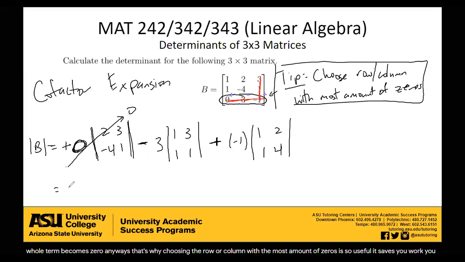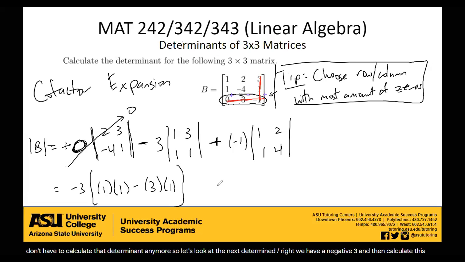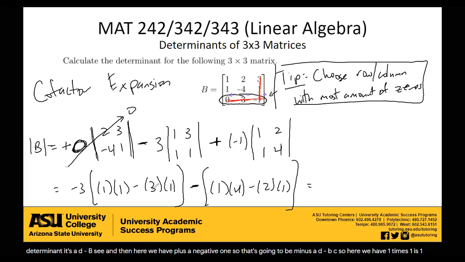So let's look at the next determinant over, right? We have a -3. And then to calculate this determinant, it's AD minus BC. And then here we have plus a -1. So that's going to be minus AD minus BC. So here we have 1 times 1 is 1, minus 3 times 1 is 3, 1 minus 3 is -2, -3 times -2 is 6. Over here we have 1 times 4 is 4, 2 times 1 is 2, 4 minus 2 is 2. And then we have that negative out front, correct?